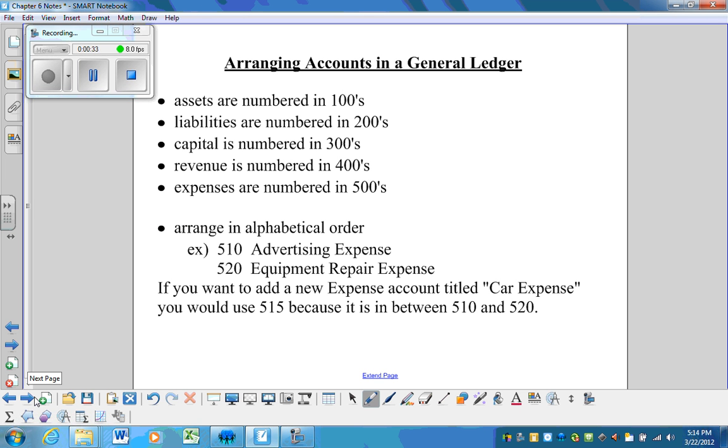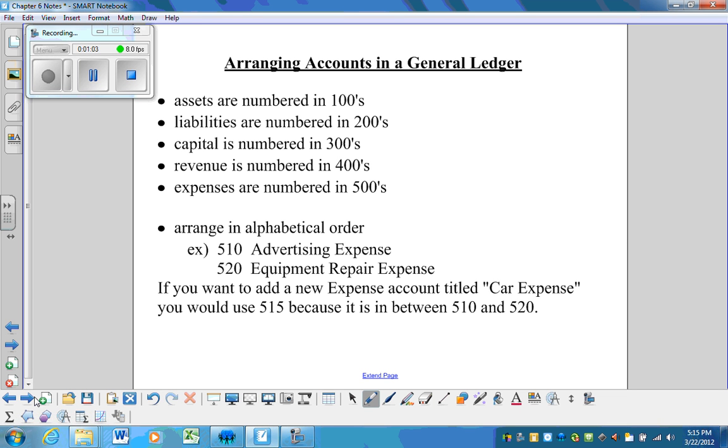Okay, so just a reminder that assets are always going to be labeled and numbered in the 100s. Liabilities are going to be in the 200s, capitals in the 300s, revenues in the 400s, and expenses are in the 500s. Always arrange things in alphabetical order. So if you have advertising expense and equipment repair expense, A comes before E, so you give it 510 and 520. We always go by tens so that it gives you a spot.